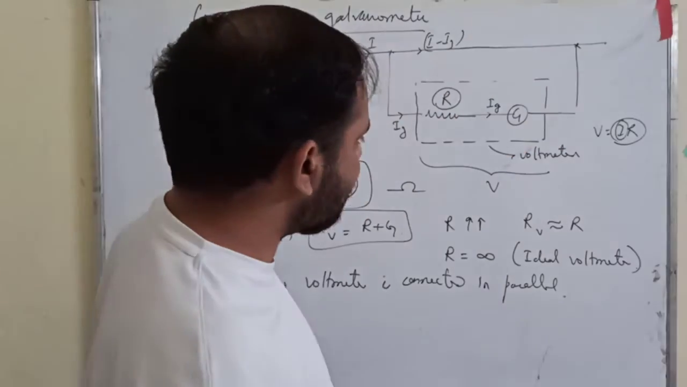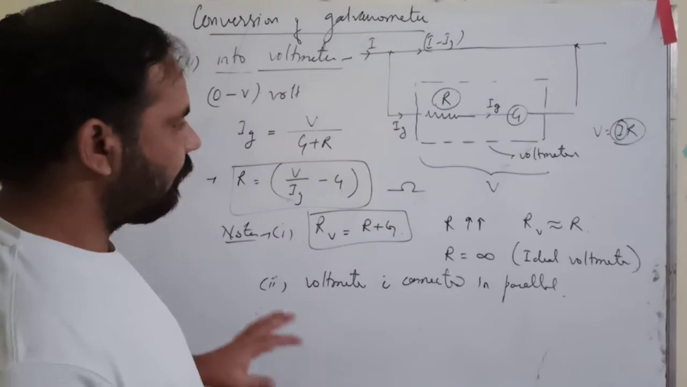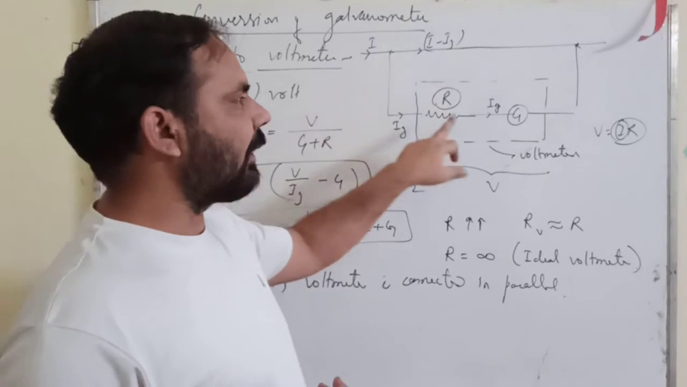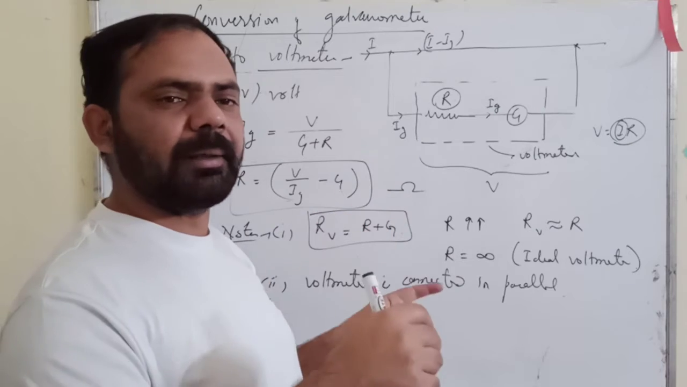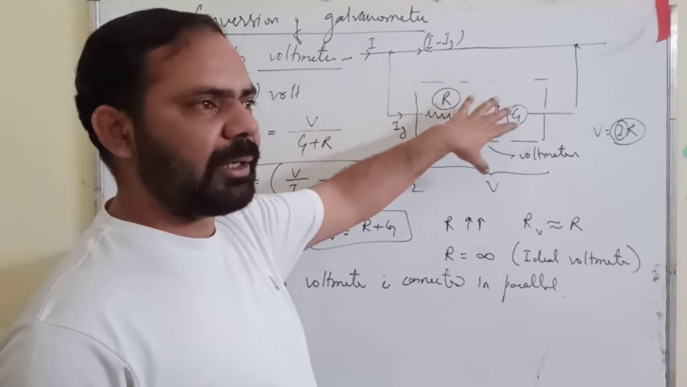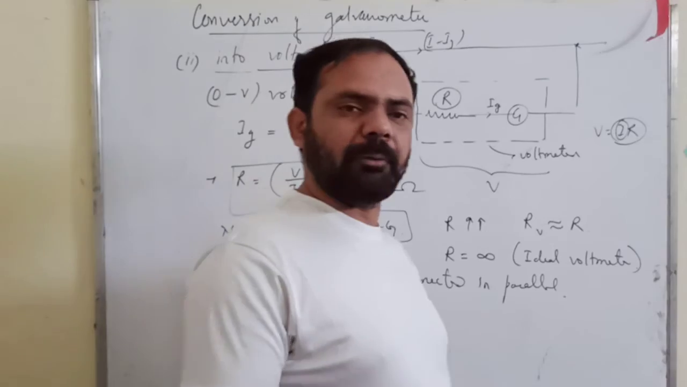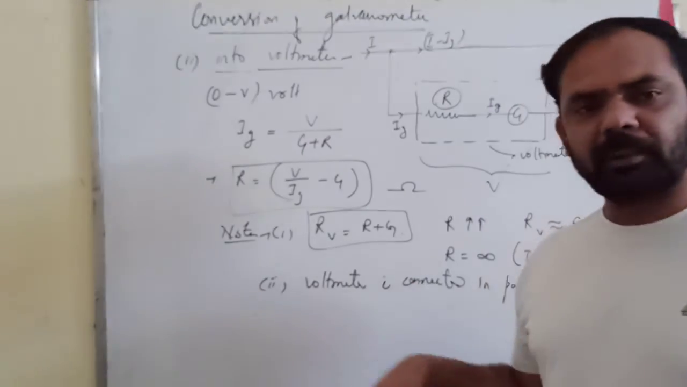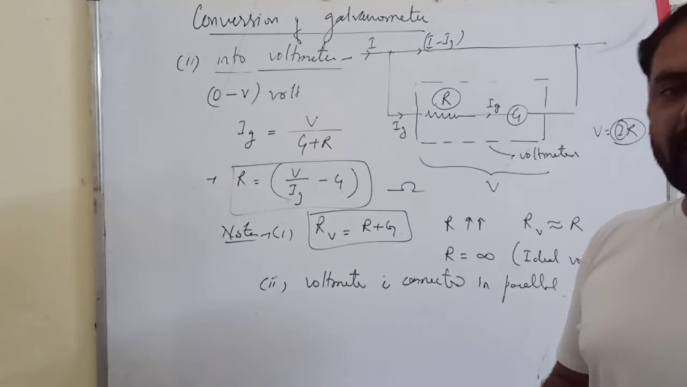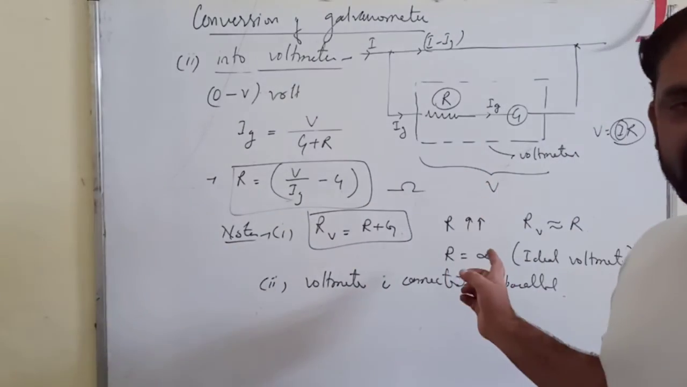Okay, so this is your arrangement of the voltmeter. So once again, how do we make the ammeter? By connecting a small resistance in parallel with the galvanometer. How do we make the voltmeter? By connecting a high resistance in series with the galvanometer. How will the ammeter be connected in a circuit? It will be connected in series. How will the voltmeter be connected? It will be connected in parallel combination. An ideal ammeter will have zero resistance. An ideal voltmeter will have infinite resistance.